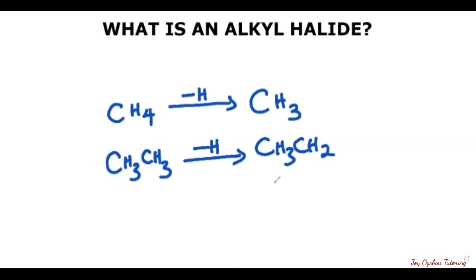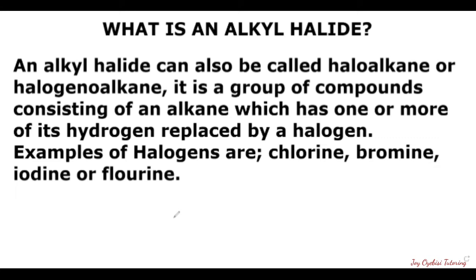So now that we know what an alkyl group is, what is an alkyl halide? An alkyl halide can also be called haloalkane or halogenoalkane. It is a group of compounds consisting of an alkane which has one or more of its hydrogens replaced by a halogen. Examples of halogens are chlorine, bromine, iodine, or fluorine.